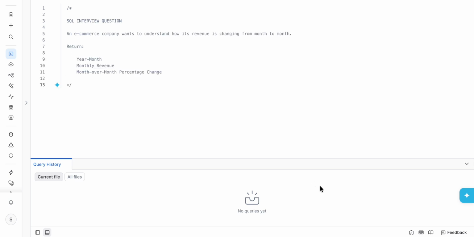So here's our question. An e-commerce company wants to understand how its revenue is changing from month to month. Using the company's sales data, calculate the total revenue for each month and the month over month percentage change compared with the previous month. So first we need to calculate the total revenue generated in each month. Then we need to compare each month with the previous month and calculate the percentage change. Let's create our sample data and work through this step by step.